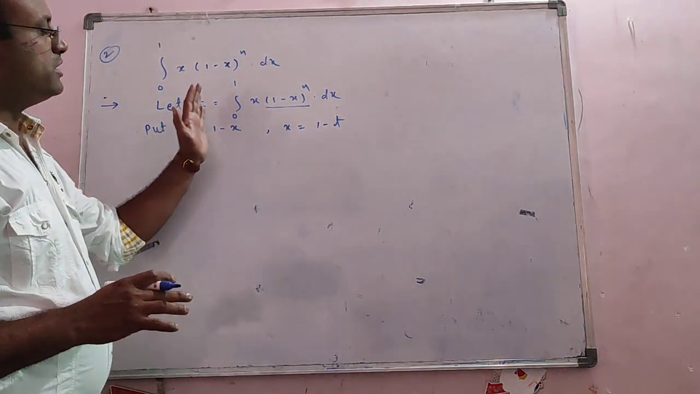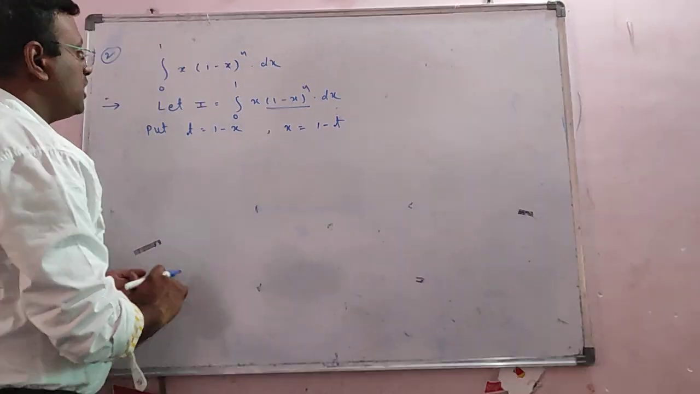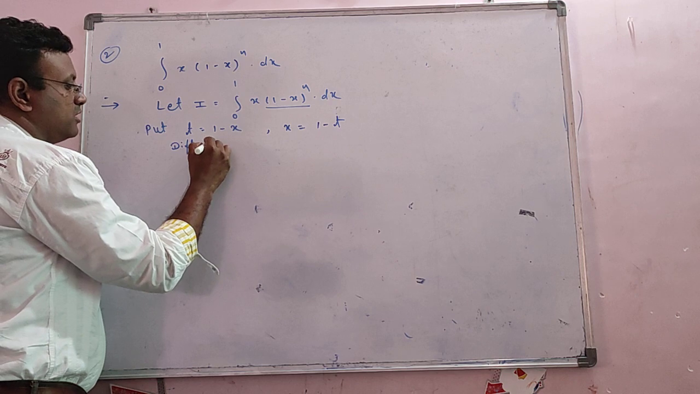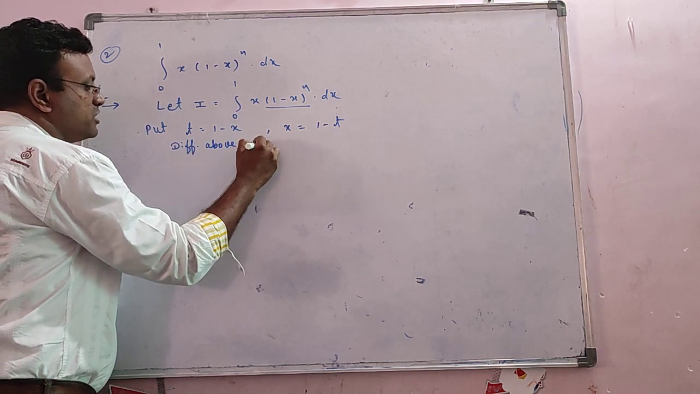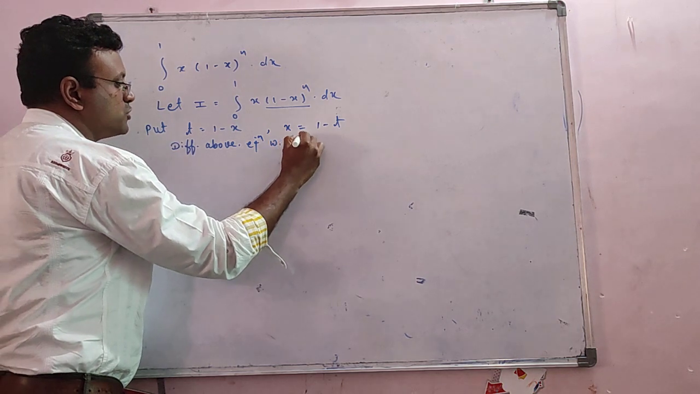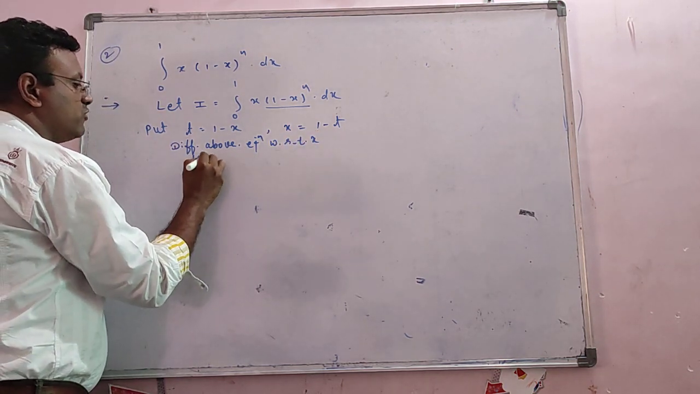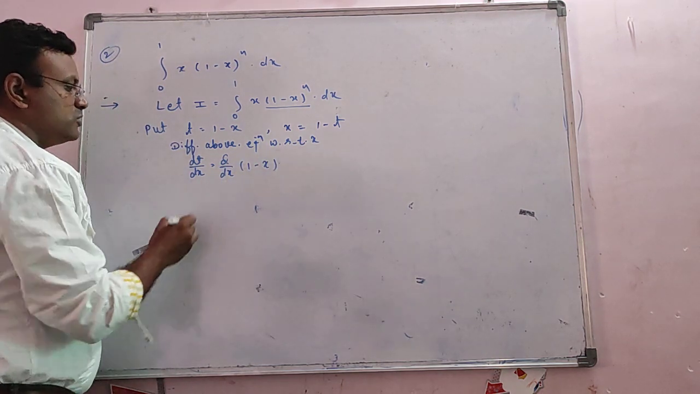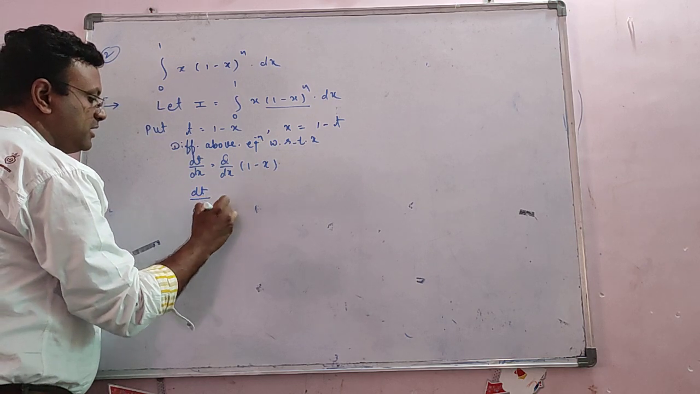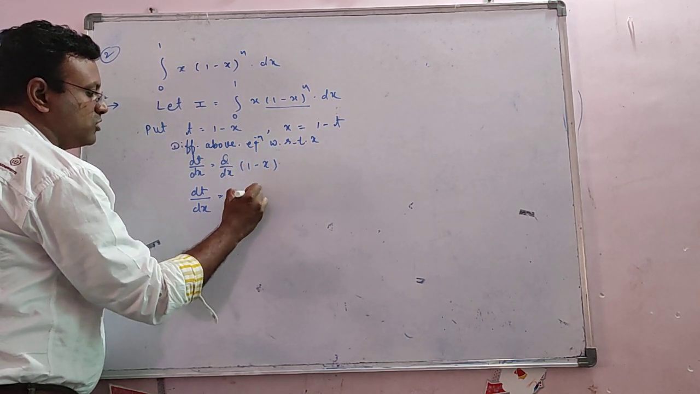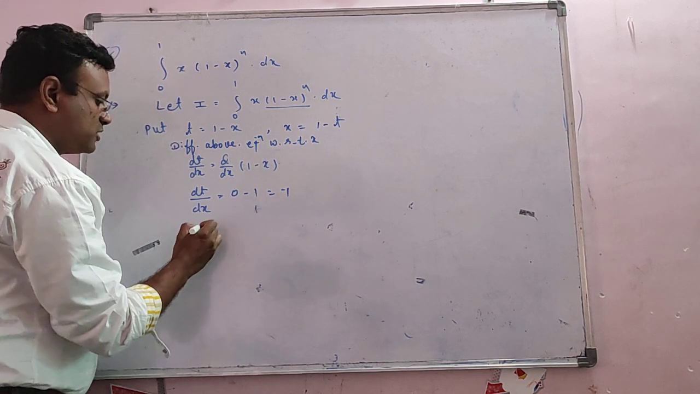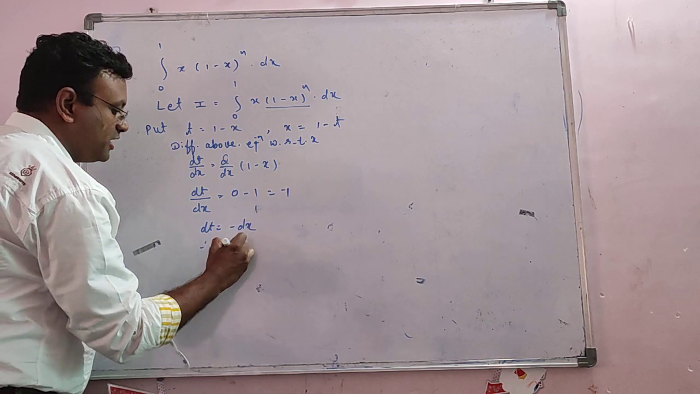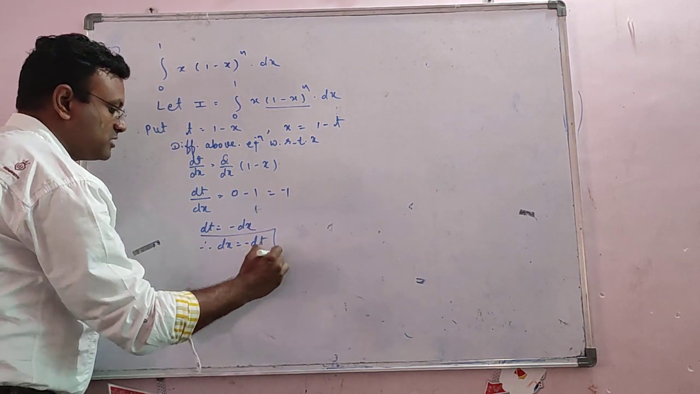Now we will convert this entire problem in the parameter t. Now differentiating the above equation with respect to x, we get the derivative of t with respect to x and the derivative of the right hand side. So this is dt by dx, where the derivative of 1 is 0, a constant, and of x is 1, so ultimately it is minus 1. So dt is equal to minus dx, therefore dx will be minus dt. This needs to be understood.